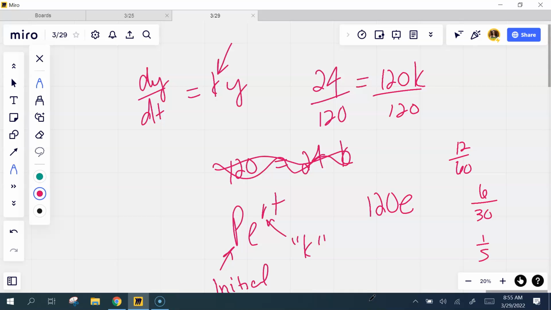Right. This is a fraction with the denominator greater than the numerator. It's got to be right. Right, but that's where the 5 came from. That's where the 1/5 came from.